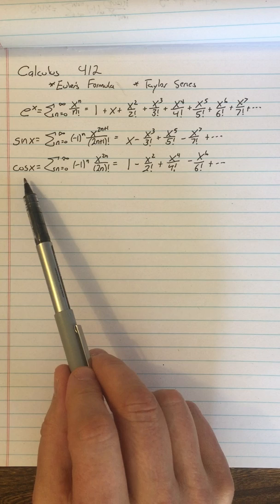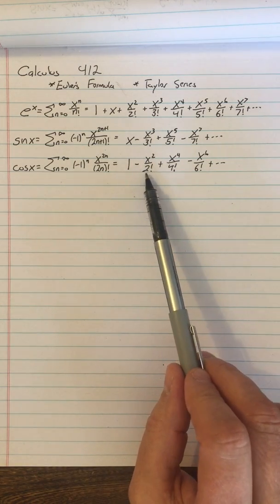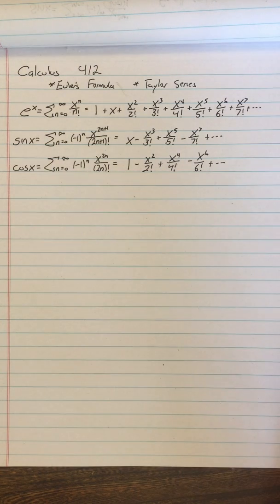The homework assignment for last class was to find the Maclaurin series for cosine of x. And if you did that already and you did it correctly, then you know that it's this. It's 1 minus x squared over 2 factorial plus x fourth over 4 factorial, etc.